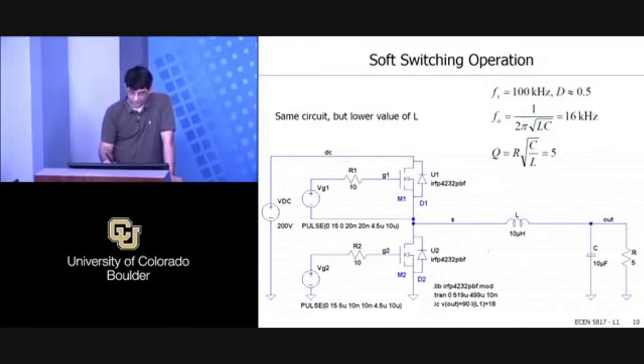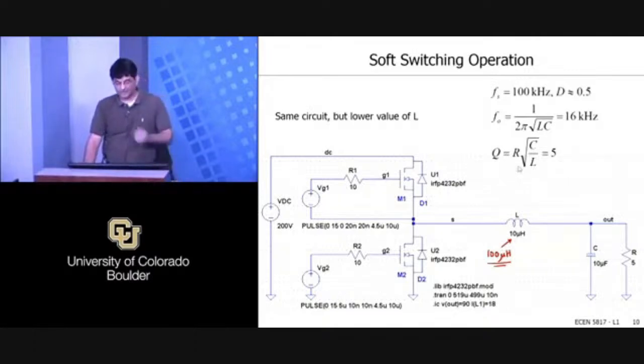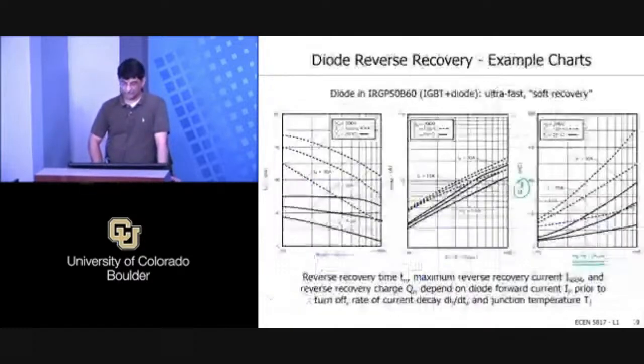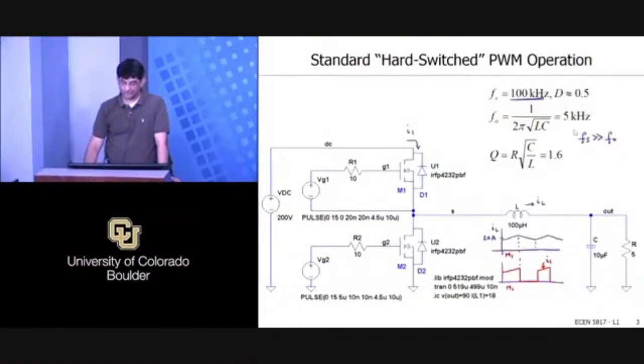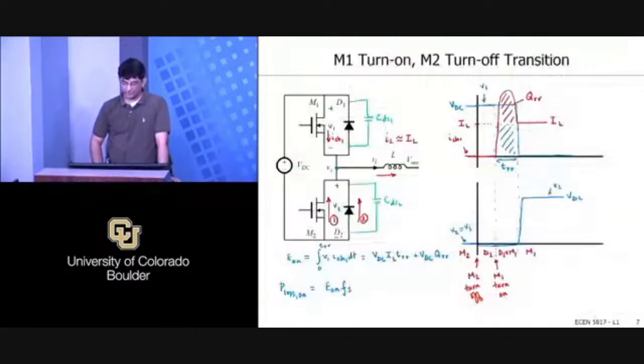So previously we had a 100 microhenry inductor here. Yeah, we had a 100 microhenry inductor here before, and I'm going to reduce it by a factor of 10 to 10 microhenries, right? Nothing else has changed, everything else is the same, okay? What that does is it changes our corner frequency, which now becomes 16 kilohertz. Before, let's go back and see what it was. It was 5 kilohertz before, right? And this is where you had the 100 microhenry. So we've changed that.